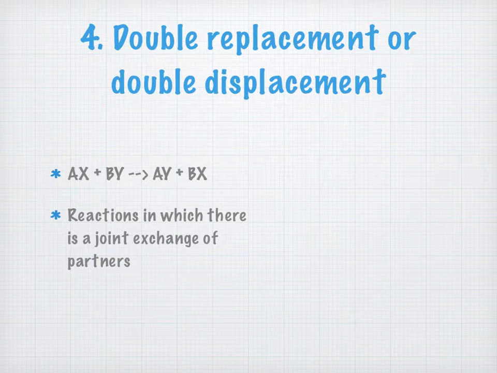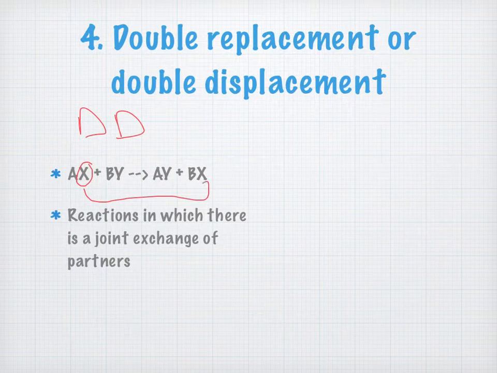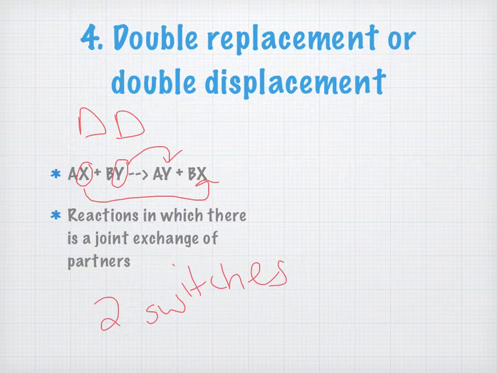The next is a double replacement or double displacement. And I can think of this as a double-double because I have two things switching. I have my X moving to my B and my Y moving to my A. So I have two switches. So let's look at that.